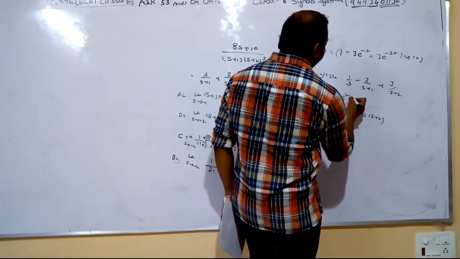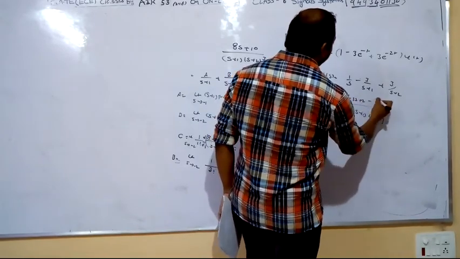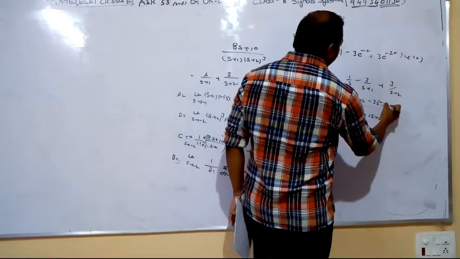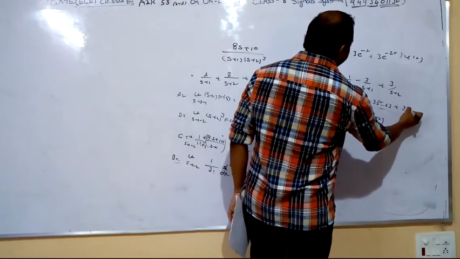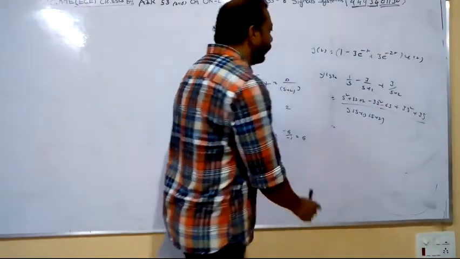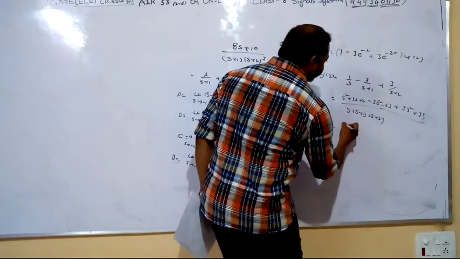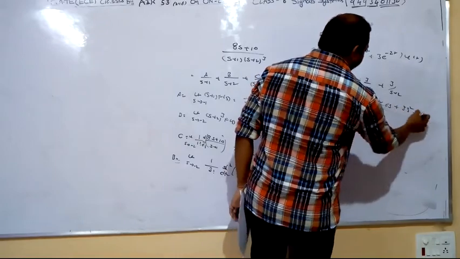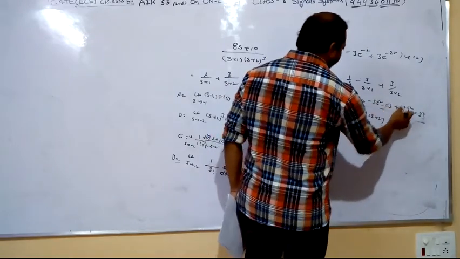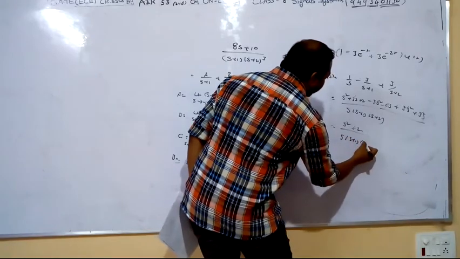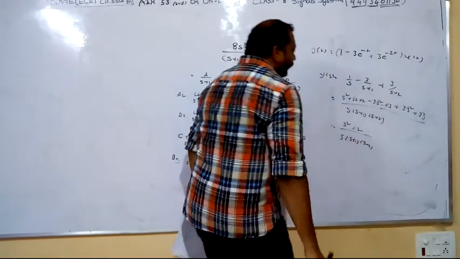Denominator equal to s into s plus 1 into s plus 2, and here you will get s square plus 3s plus 2 minus 3s square minus 6s plus 3s square plus 3s. On simplification you have s square, 3s minus 6s, and 6 get cancelled, and 3s square is cancelled. S square plus 2 divided by s into s plus 1 into s plus 2.